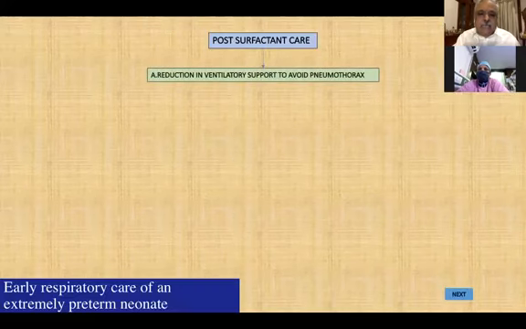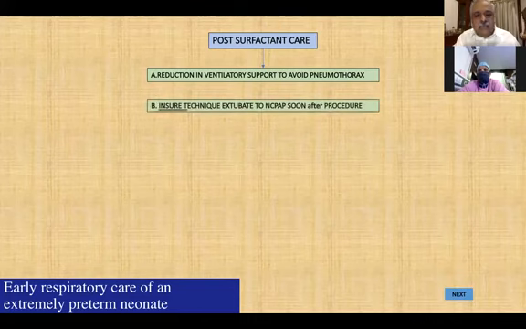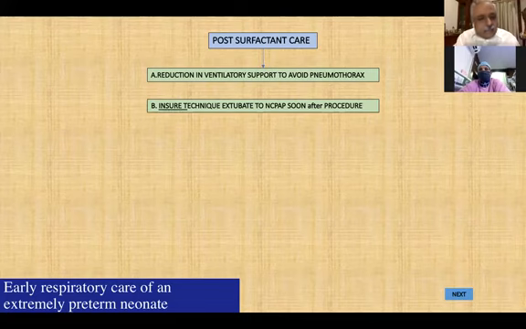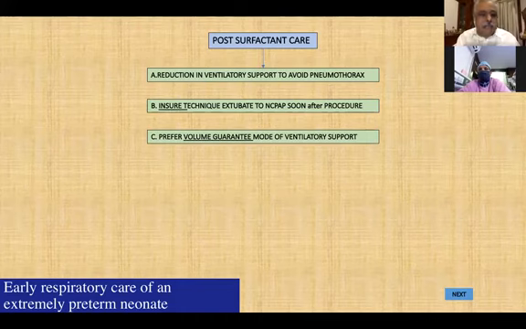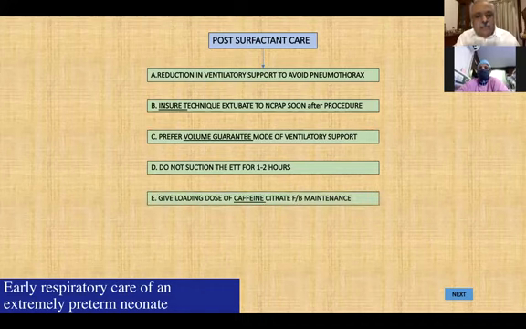So post-surfactant, the care is to try to come down on the ventilator support, reduce the FiO2, reduce the pressures which you need to give to the baby, because that will happen. And you need to closely monitor the baby's blood gases and non-invasive monitoring. You can probably extubate to CPAP if you've done the INSURE technique. Preferably, if you're continuing to ventilate because the FiO2 requirements are still high, go on to volume mode of ventilation. Do not suction the endotracheal tube so that the surfactant doesn't get sucked out.